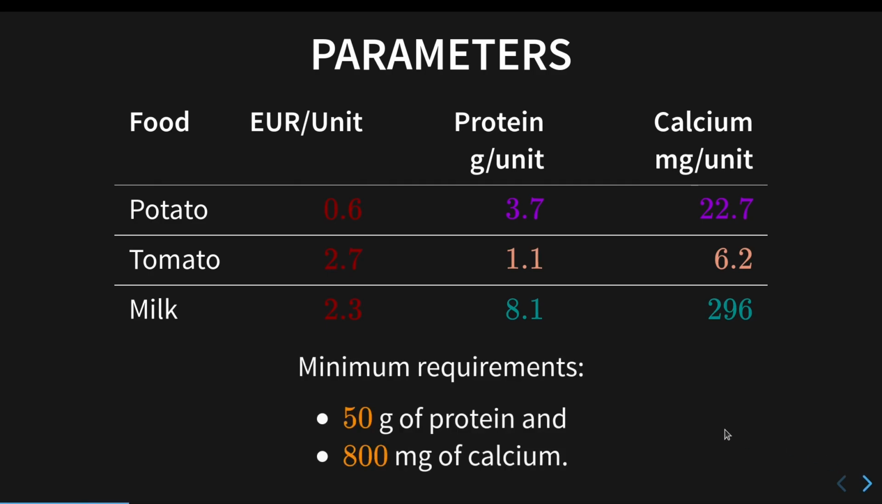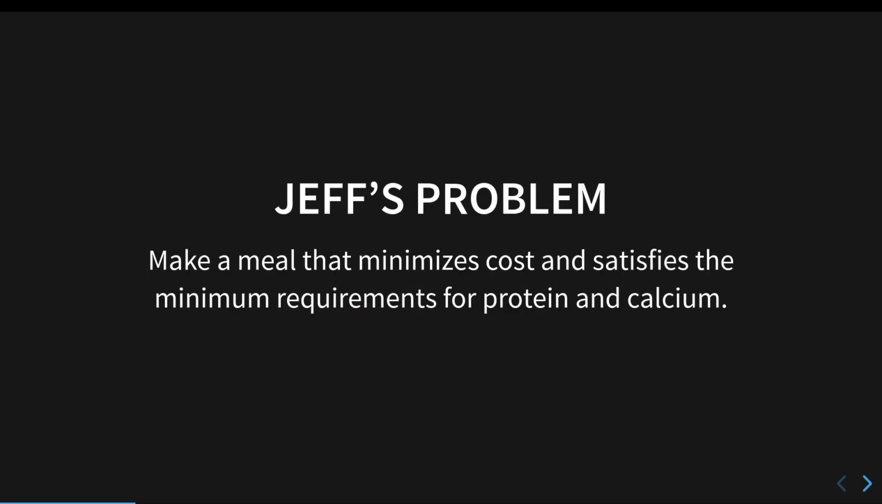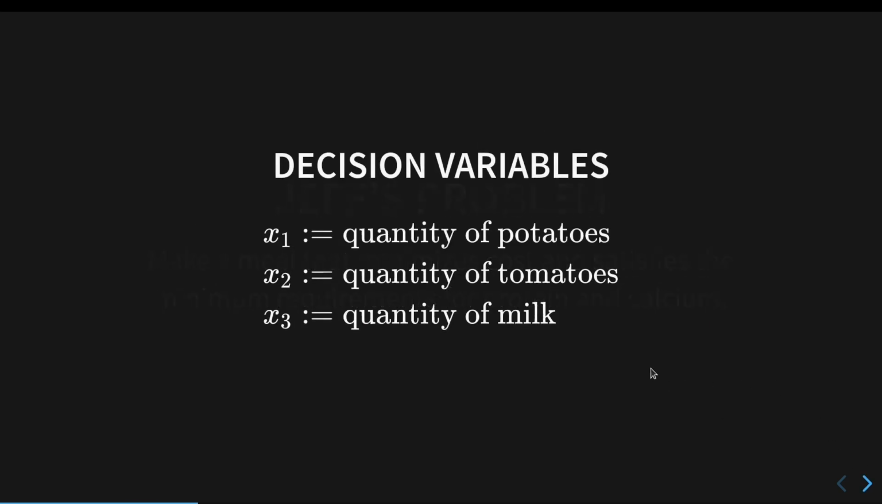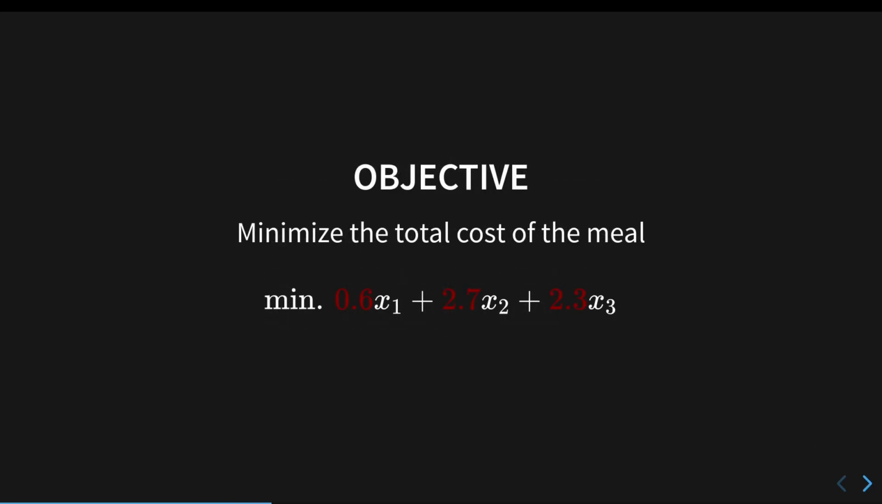We will also color code the minimum requirements for protein and calcium. We'll continue to formulating Jeff's problem. We will define the decision variables as follows. x1 is the quantity of potatoes, x2 is the quantity of tomatoes, and x3 is the quantity of milk. Then Jeff's objective is to minimize the total cost of the meal as formulated here.